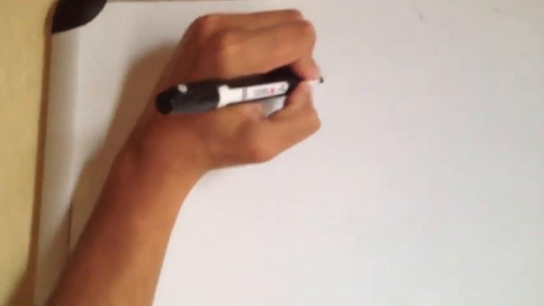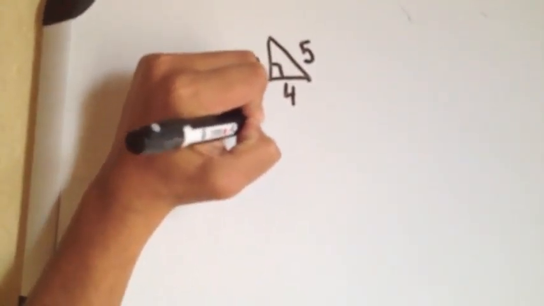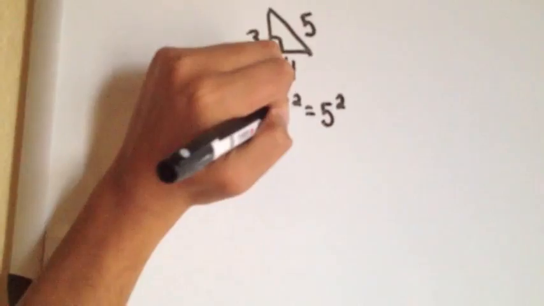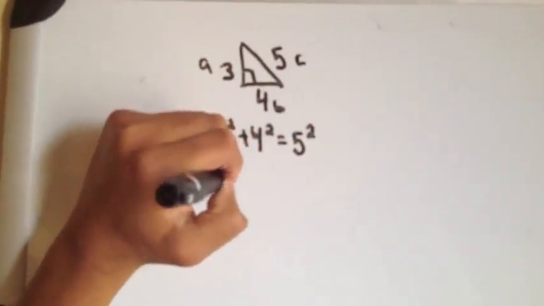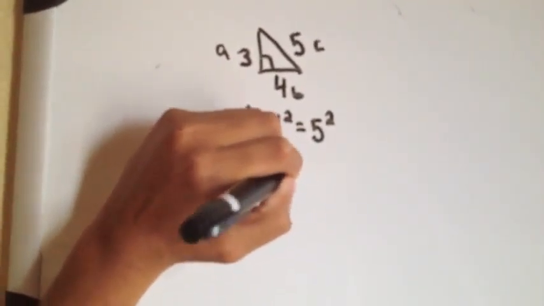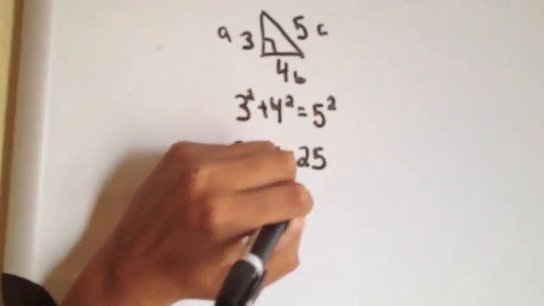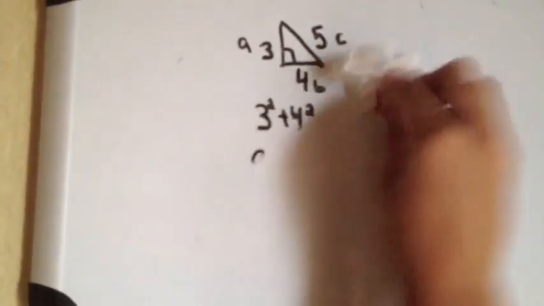Okay, so now let's see if this formula actually works. So assuming the sides are 3, 4, and 5. So that's 3 squared plus 4 squared must be equal to 5 squared. So 3 would be A, 4 would be B, and 5 would be C. So 9 plus 16 would be equal to 25. So thus 25 must be equal to 25, which means that this triangle is a right triangle.